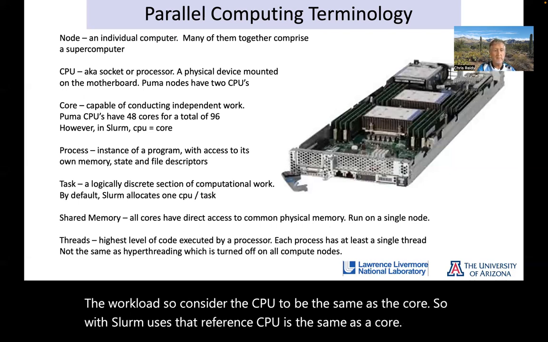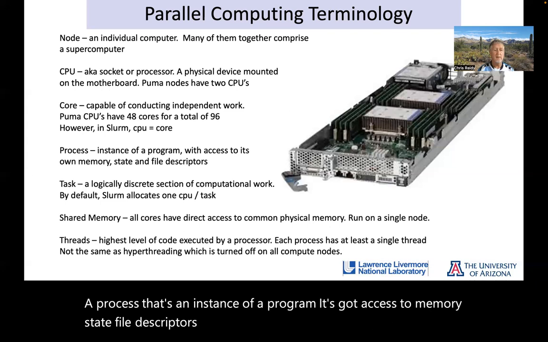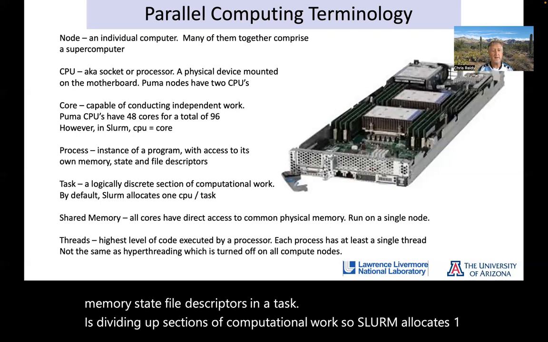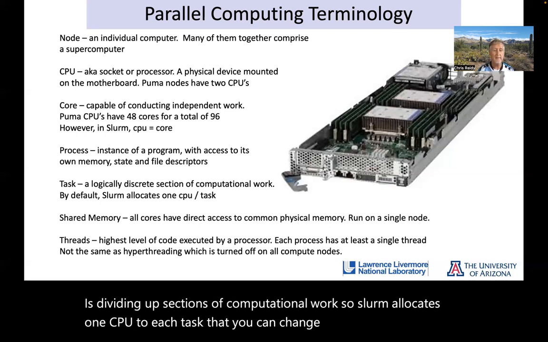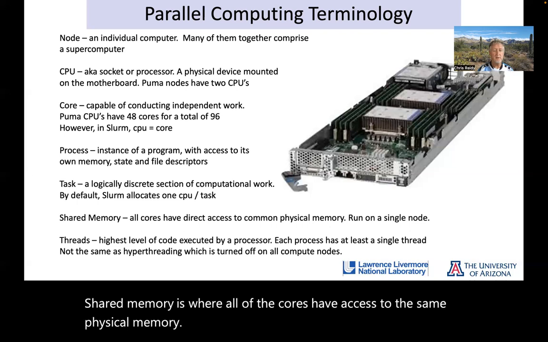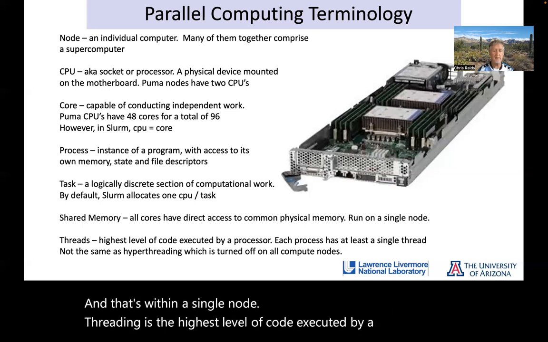A process, so it's an instance of a program. It's got access to memory, state, file descriptors. And a task is dividing up sections of computational work. So Slurm allocates one CPU to each task, but you can change that default. Shared memory is where all of the cores have access to the same physical memory, and that's within a single node.